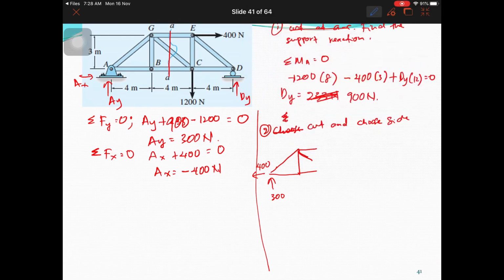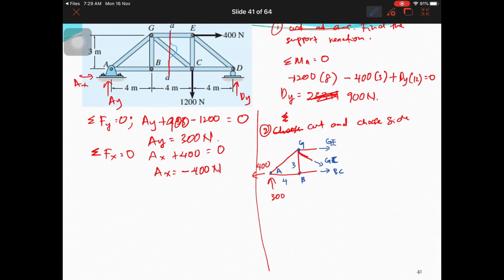Let's change color. And then you have GE, you can choose any direction. GC, and you have BC, right? So this one is 4 meter, and here is 3 meter. So this is G, and this is B, and this is A.